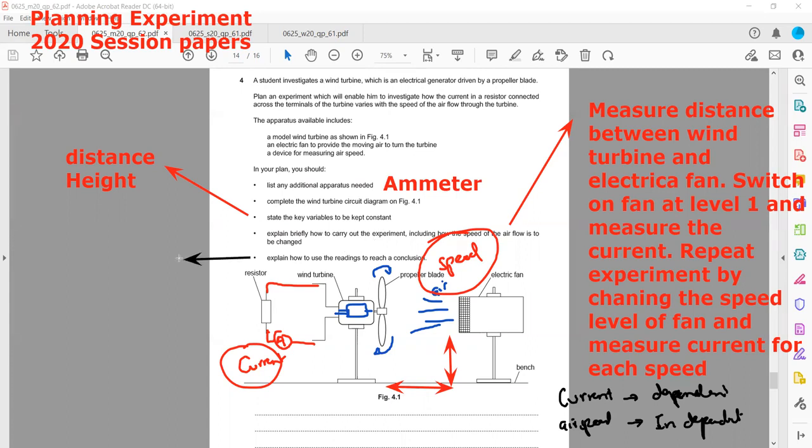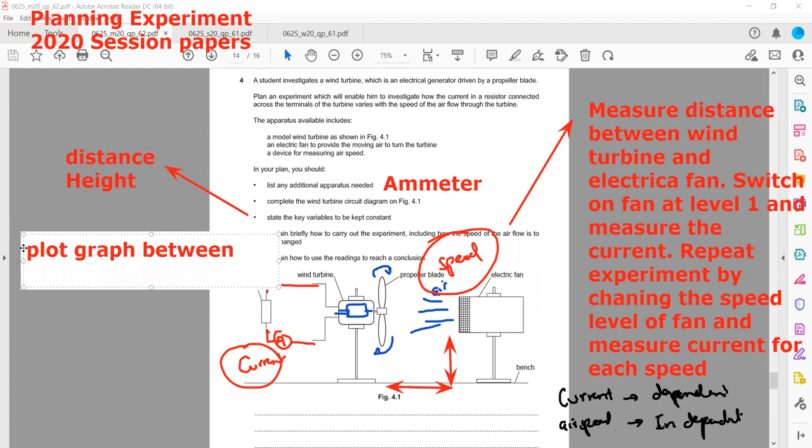So the best way to reach a conclusion is always plotting a graph. This is the best way. Like we can have different values, and we can plot a graph between the current and fan speed. Or you can also make a table with two columns, one including the fan's air speed, another one the current. So here you can mention: plot a graph between air speed and current.